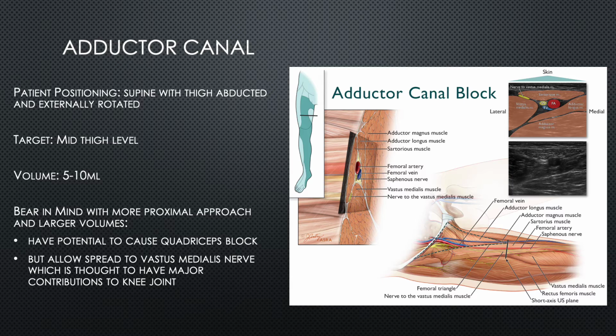To perform this block, the patient is positioned with the leg to be blocked in a frog-leg position. The target is mid-thigh and low volumes of local are needed, typically 5 to 10 mLs. Larger volumes have the potential to spread proximally through the canal, causing a quadriceps block. Yet at the same time, volume is needed to allow a spread to the vastus medialis nerve if surgery involves the knee.